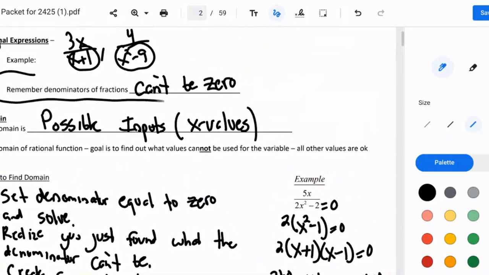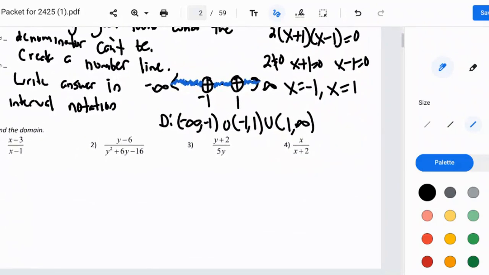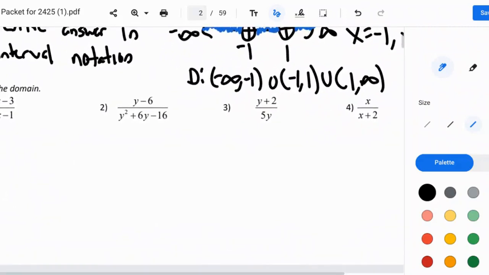It says, remember, denominators can't be 0, because if you get a 0 on the bottom, that's a divide by 0 error. It's not possible to have a 0 on the bottom. So these next 4 are just asking you to find the domain. So if we follow those steps, that would be setting the bottom equal to 0. I don't care what the top is at all, because the top can be 0, the bottom just can't.